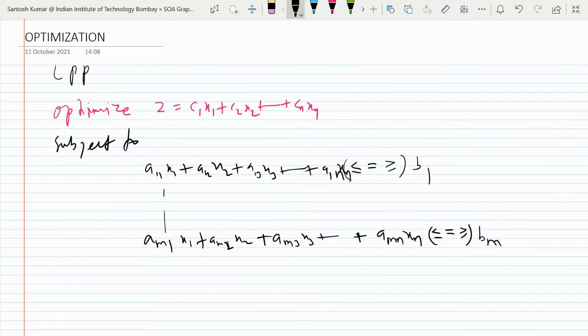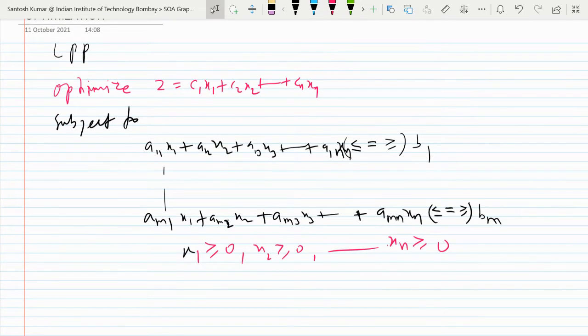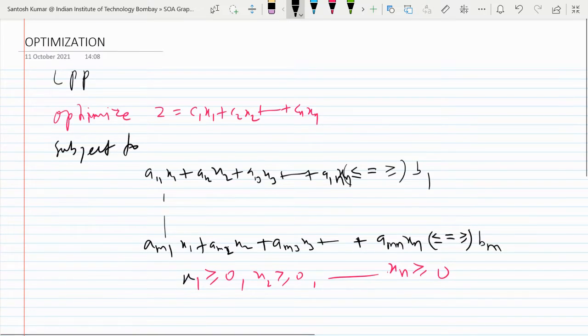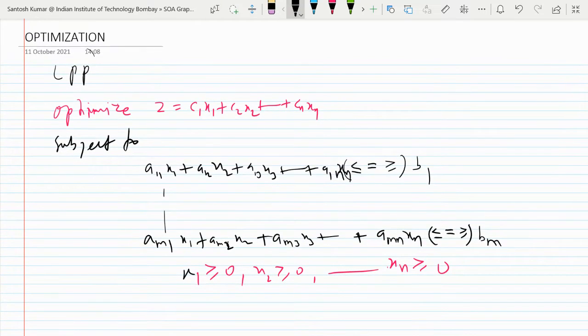And you also know there is a restriction, so we call it the non-negative constraint. Like each xi, x1 will be more than or equal to 0, x2 will be more than or equal to 0 and so on, xn will be more than or equal to 0. So this is the standard form of LPP, linear programming problem.